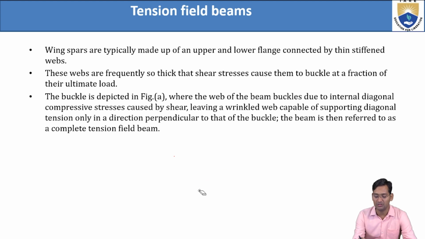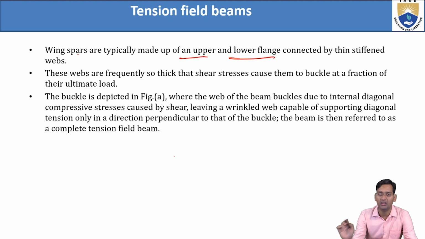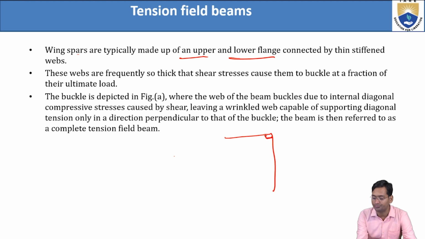So here, tension means the region up to which the tension will be experienced. Wing spars are typically made up of an upper and lower flange connected by thin stiffened webs. So wing spars are made up of upper and lower flanges, connected by a thin stiffened web. You can even see it like a table, where they put some support; that is only the thin stiffened web. It should be very stiff, then only will it hold. If this itself is loose, then it cannot hold properly.